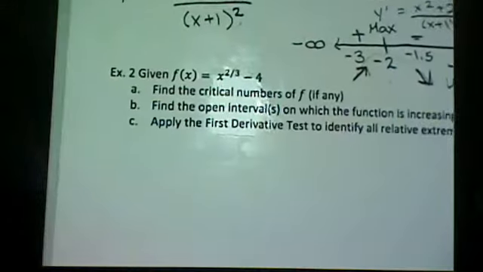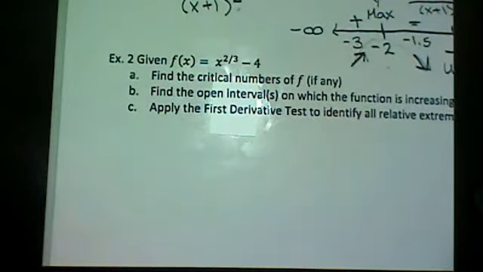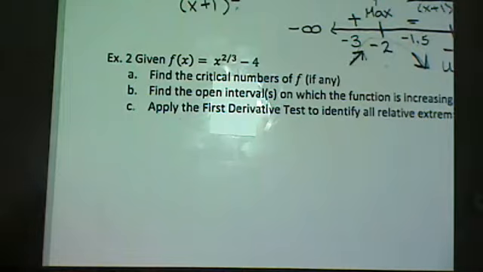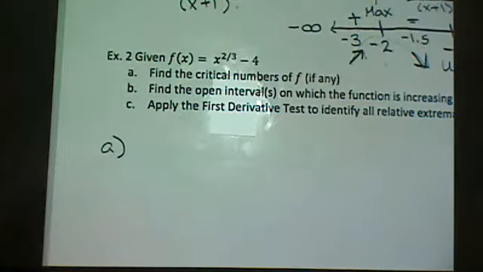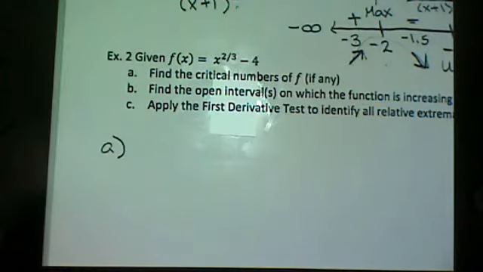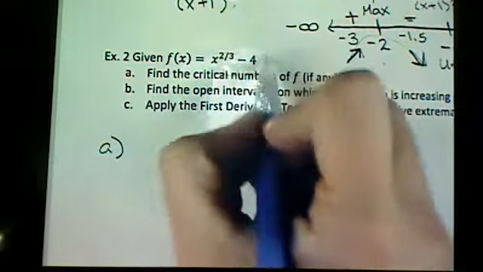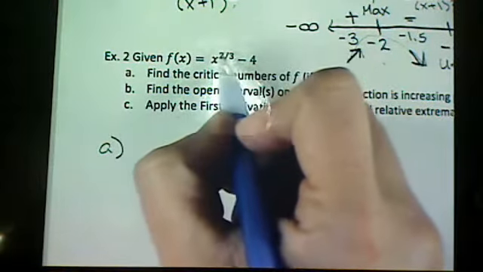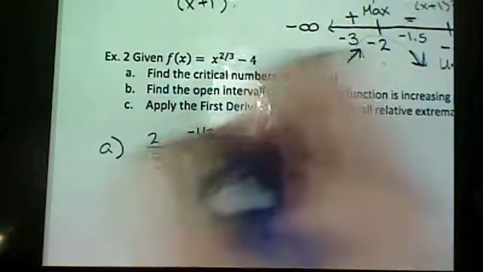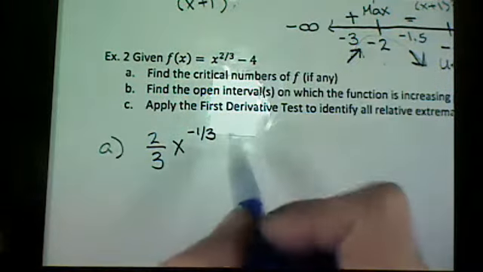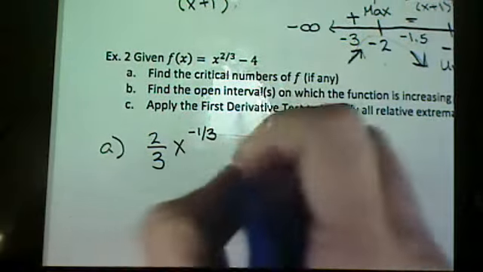Let's go on to example 2. It says find the critical numbers of the equation. So let's do that first. Remember, to find critical numbers, you're going to take the derivative. So I'm going to take the derivative of this. Remember, this is the power rule, so I'm going to bring that down. And then the derivative of -4 is 0. So this is our derivative.